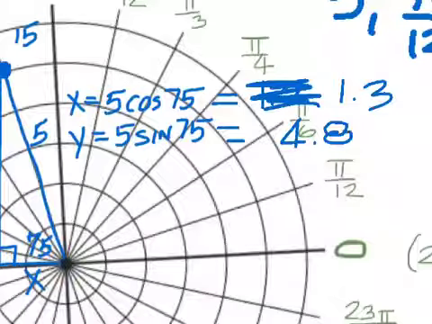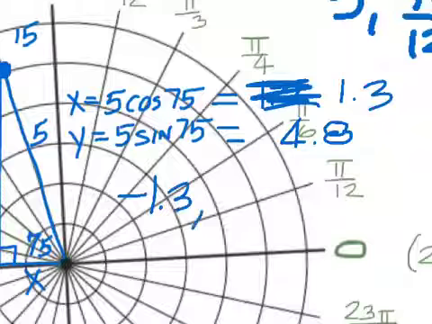Now you're in the second quadrant, so what's the sign combination? Negative, positive. So x value is going to be negative. Negative 1.3 and then 4.8.